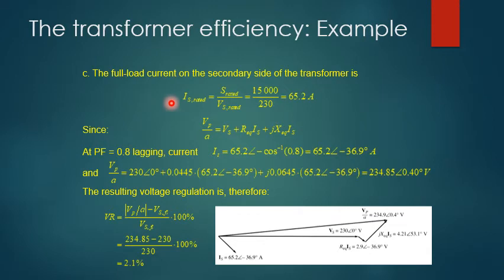In part C, we are going to calculate the full load voltage regulation in case of 0.8 lagging power factor, unity power factor, and 0.8 leading power factor. For that, we need to plot a phasor diagram for all three cases, and we need to calculate the full load current on the secondary side of the transformer. So Is rated is equal to the power rated divided by the secondary rated voltage. We know that it is designed to provide 15 kVA. So 15,000 divided by the secondary side voltage, which was 230 volts, gives us 65.2 amperes of secondary current. This is the maximum rated current in the secondary winding.